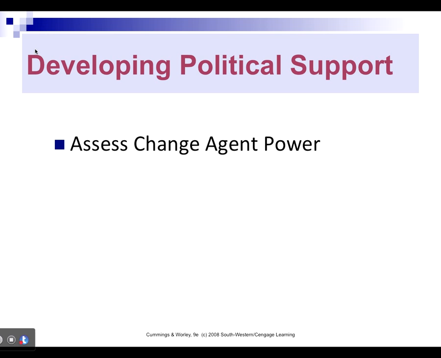One of the things that we want to do is assess change agent power. There are a number of power models out there, so I'm not going to go into too much detail because you'll probably have to choose the power model that you think best fits the reality you're in. But you really want to assess what kind of power the change agent has. When I mean change agent here, I'm not just talking about the consultant, even though the consultant really does need to know what power they have, but even those individuals who are heading the charge in the organization.